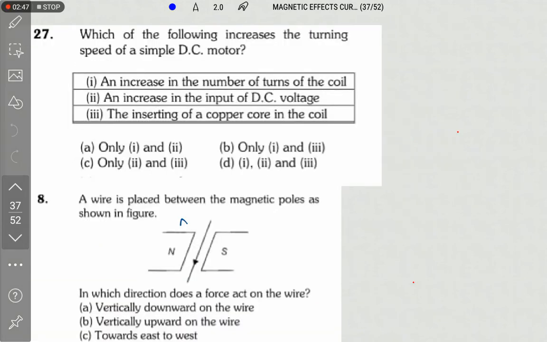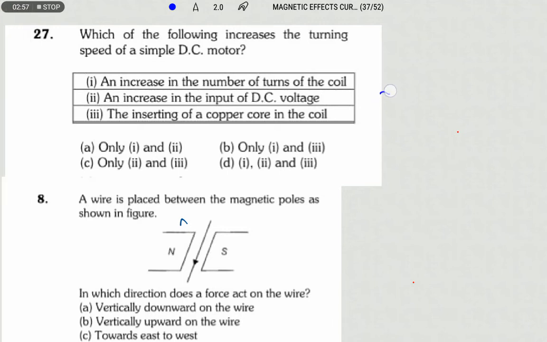Which of the following increases the turning speed of a simple DC motor? In a DC motor, by increasing the number of turns we can increase the torque acting on it, because the torque acting on the current carrying loop is tau equals NiAB. If the number of turns increases, then we can increase the speed of the motor. In the same way, consider an increase in the input DC voltage. If the DC voltage increases, the strength of the current passing through the coil will also increase, then the turning speed also increases.